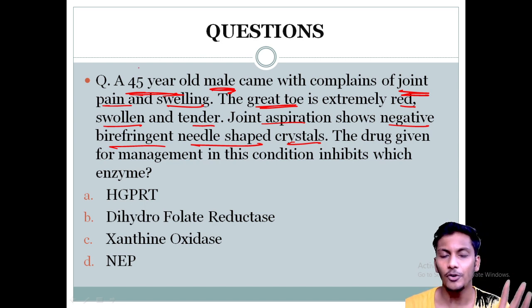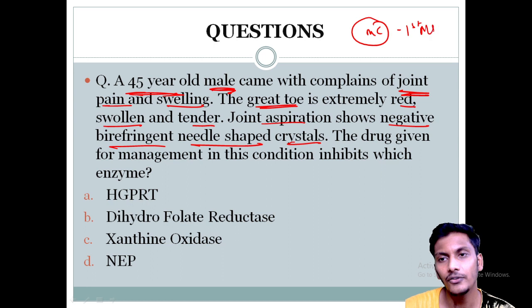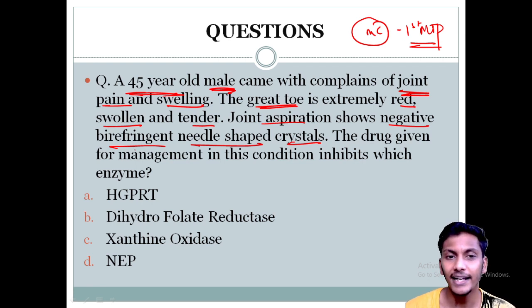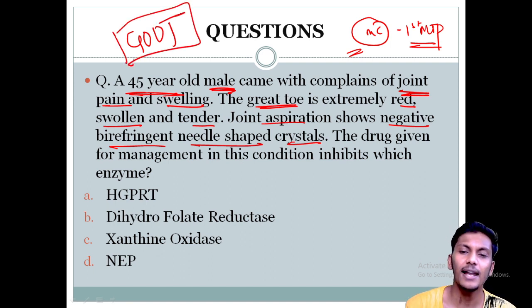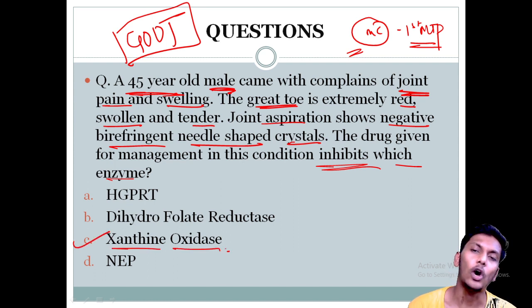Let's come to a provisional diagnosis again. A 45-year-old male, an adult male, usually in middle age. Joint pain and swelling is there, good. The most common site affected is the first metatarsophalangeal joint, right? We have come to a diagnosis already, but let's see. Joint aspiration shows negative birefringent needle-shaped crystals. Yes, in synovium usually negative birefringent needle-shaped crystals are deposited in cases of gout, and the provisional diagnosis over here is gout. Now there is some drug which is given in the management of this condition, and this drug inhibits which enzyme? As we all know, the drug of choice used in cases of gout is allopurinol, and allopurinol inhibits option C, xanthine oxidase enzyme, right?